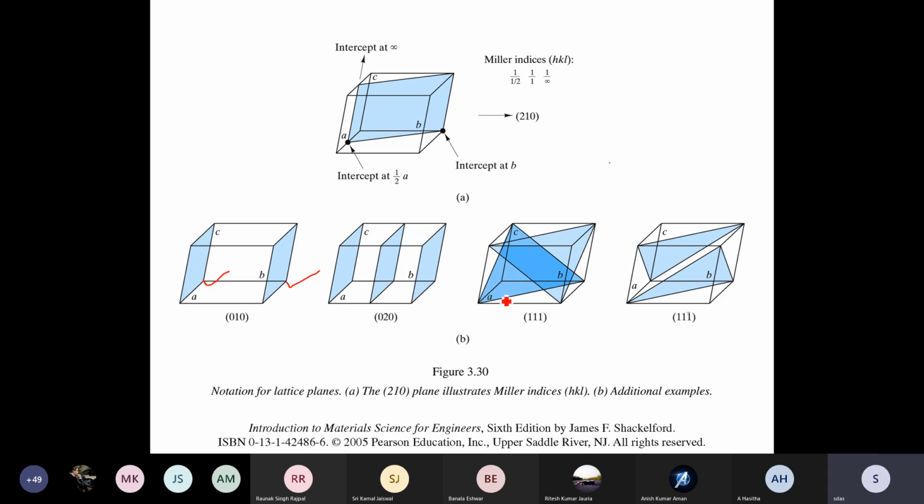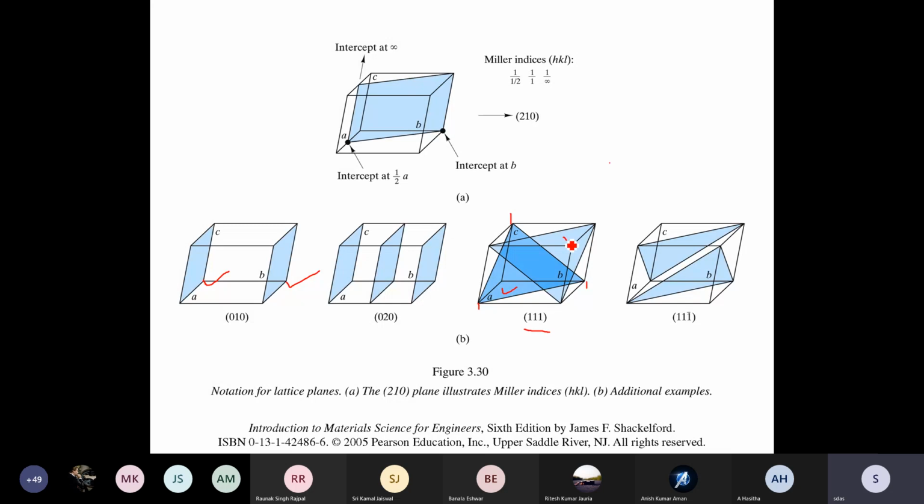Now look at the triangular shaped plane, this plane. It intercepts the x-axis at 1 unit length, the y-axis at 1 unit length, and the z-axis at 1 unit length. So the intercept is 1, 1, 1. And the reciprocal of the fractional intercepts will be 1 by 1, 1 by 1, 1 by 1, which comes to 1, 1, 1. In the parentheses, or round bracket, without commas, you write 1, 1, 1.